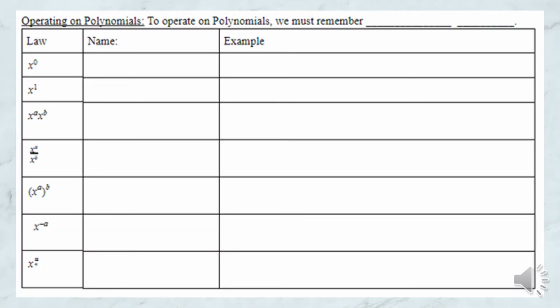So to operate on polynomials, we must remember our exponent rules. So we're going to run through these real quick. Hopefully you've seen them before, but we'll give a couple examples of each. The first rule is the 0 rule. Anything to the 0 power is 1. 3 to the 0, 1. X to the 0, 1. 0 to the 0, 1.